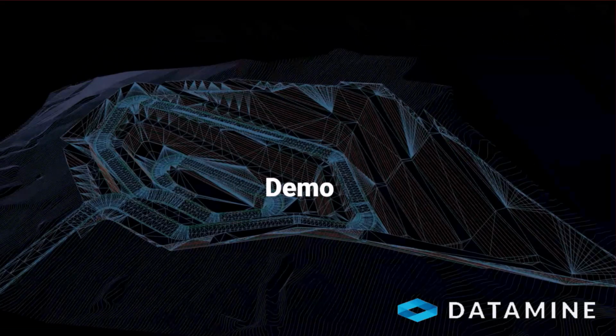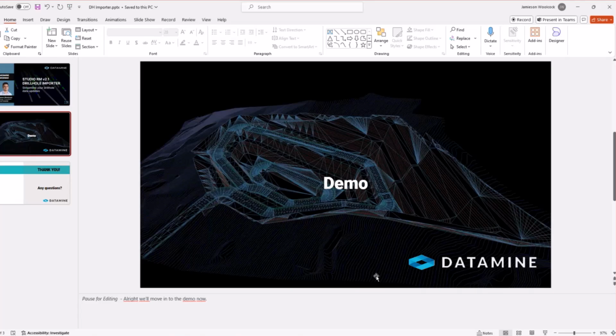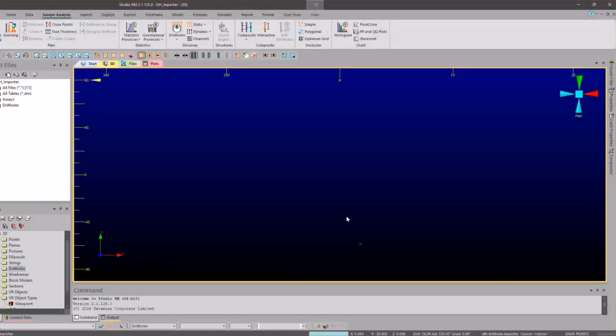Okay, and so let's launch into the demo. Okay, so we're in Studio RM 2.1 here. I'll be looking at the Drillhole Importer. Of course, all of our drill hole tools lie in this sample analysis ribbon.